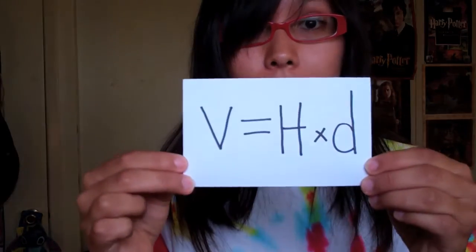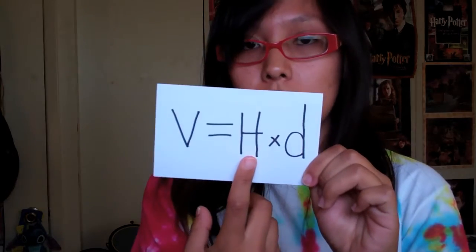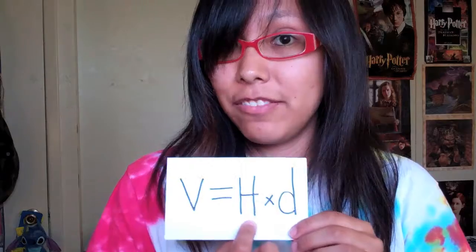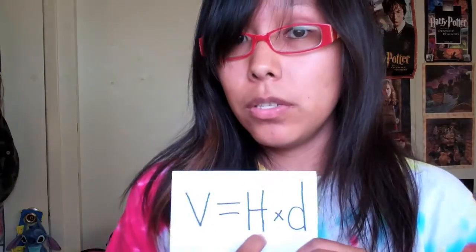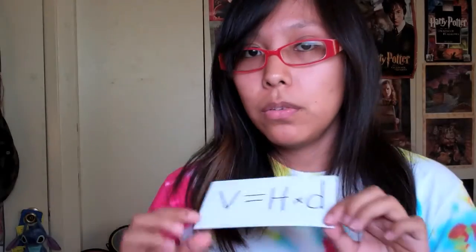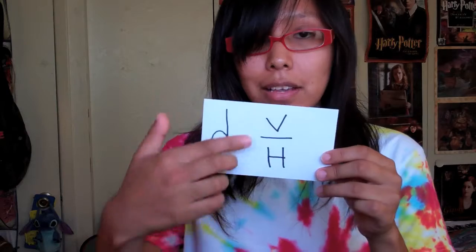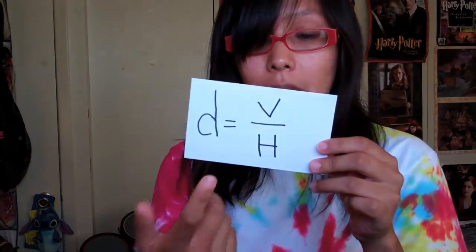For very distant galaxies, we measure the distance with Hubble's law. This is Hubble's law. Velocity equals Hubble's constant times the distance. The H stands for Hubble's constant, which is 22 kilometers per second. So to find the distance to a nearby galaxy, we would rearrange this equation so it looks like this. Distance equals velocity divided by Hubble's constant.